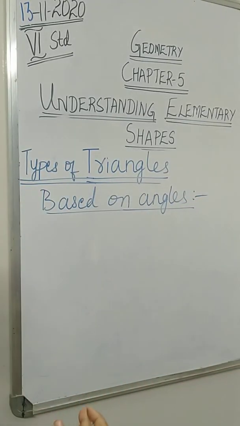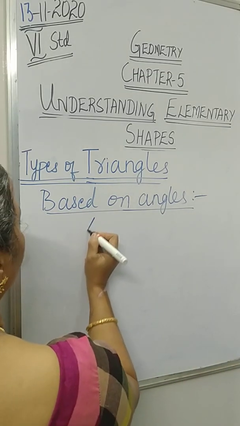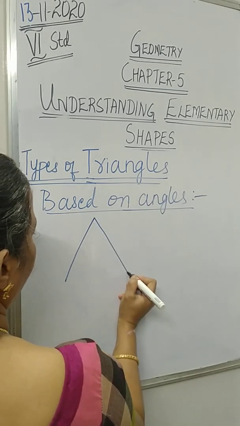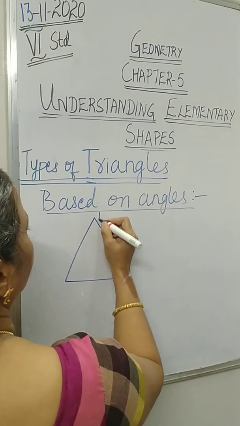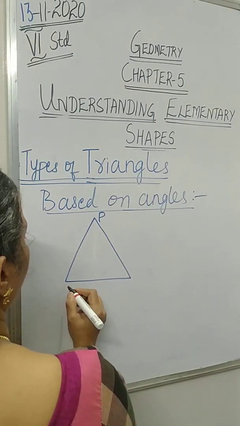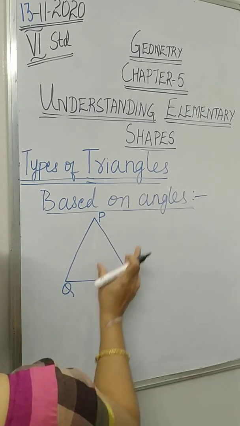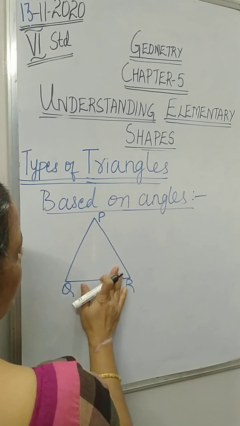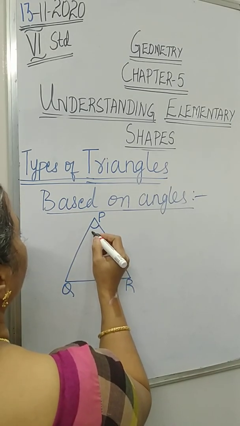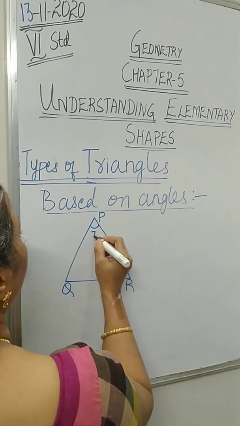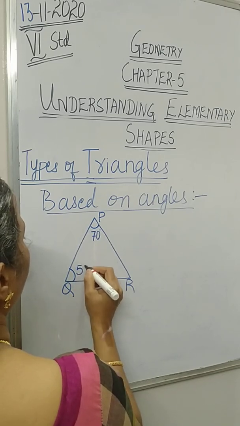As the name indicates, the triangle has three angles. Now, I'll show you this. This is a triangle PQR. Now here we are not noting the sides, we are seeing only the angles. I'll show you. This is 70 degree. This is 50 degree.